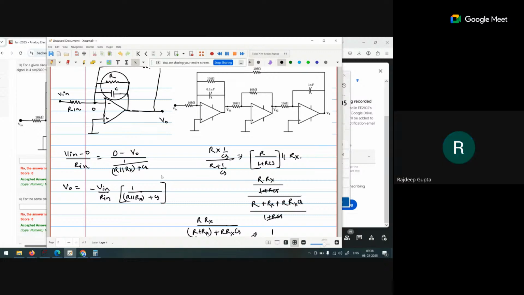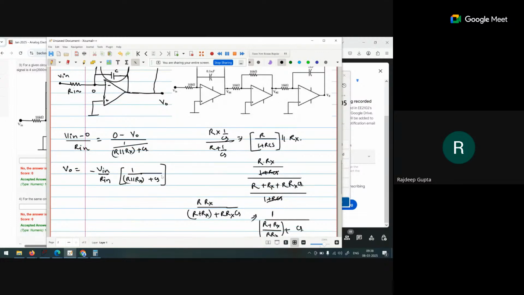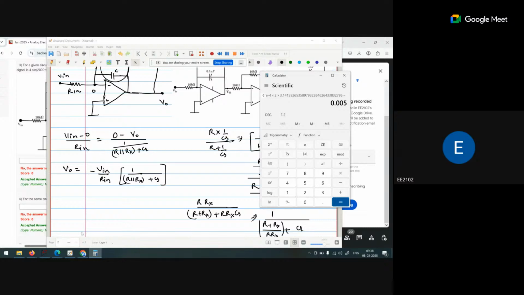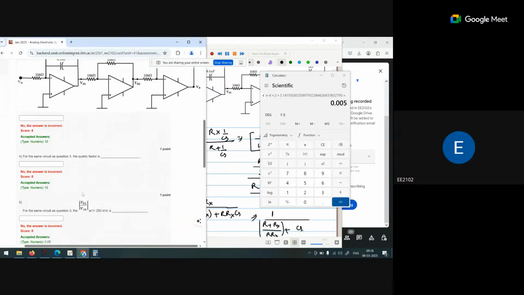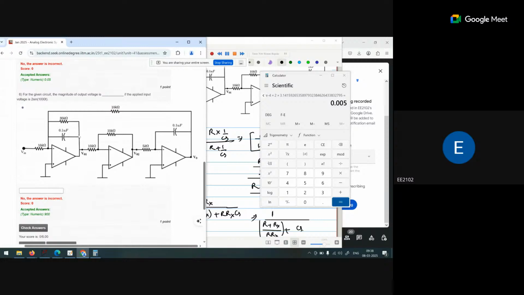Okay, question number 6, the same circuit. For the given circuit, what is the magnitude of output voltage if the input voltage is 2 sine 1000 pi t? So now in this case, we know the frequency also. Omega is 1000.